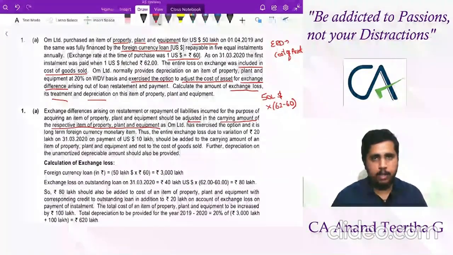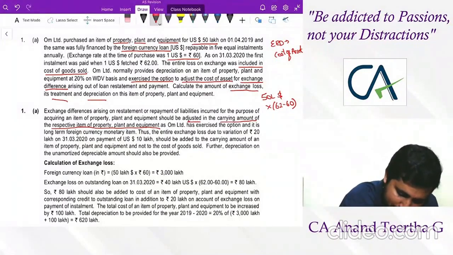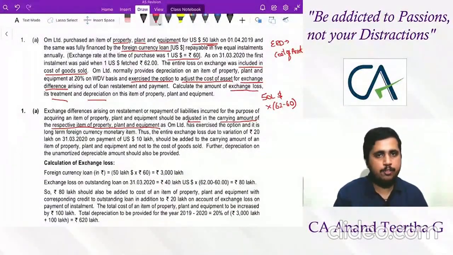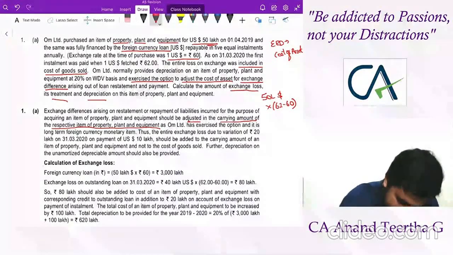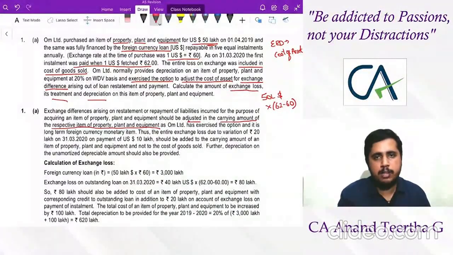So 2 rupee per dollar is supposed to be our exchange rate difference. Now, accordingly, how do we do it then? Just look into it. 50 lakh dollars is there, right? That is the amount of loan. And later, what is happening? 10 lakh dollars has been paid because the first installment was paid on the last day of the year. And what they are saying, it is payable in 5 equal installments, which means 50 lakh by 5 is 10 lakh dollars. 10 lakh dollars has been paid. So as on the balance sheet date, what is the outstanding amount of loan? The outstanding amount of loan is 40 lakh dollars.